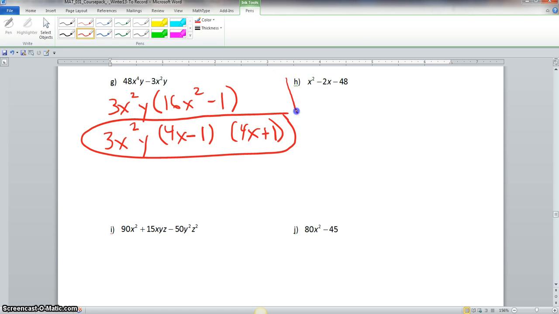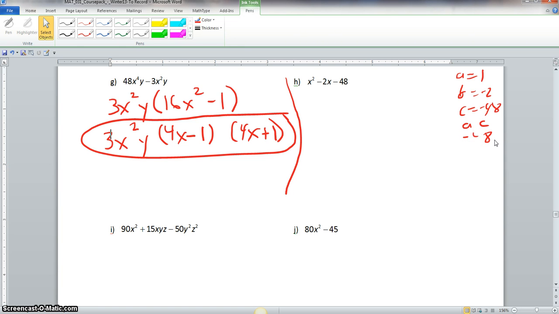Now we go here to H. Now we have these three terms here. They have nothing in common. So we could go to the side. We have A is 1, B is negative 2, and C is negative 48. A and C is a negative 48.